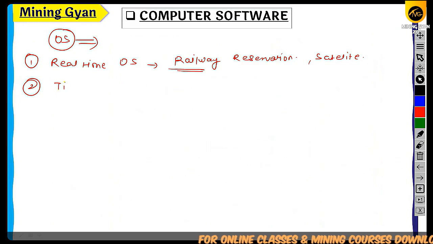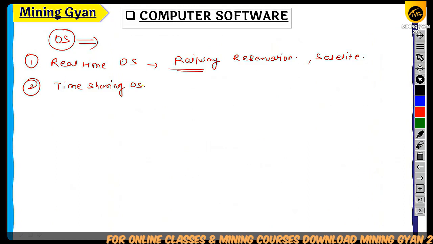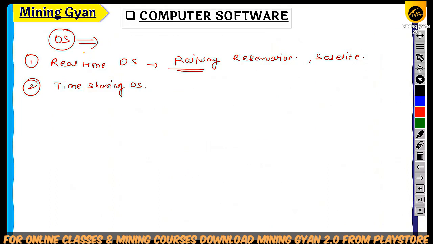Now the next one is the time sharing operating system. This category of operating system is based on the working or purpose of the operating system. The third one is the single tasking operating system, जो एक टाइम में एक टास्क कंप्लीट करे. That is the single tasking operating system.